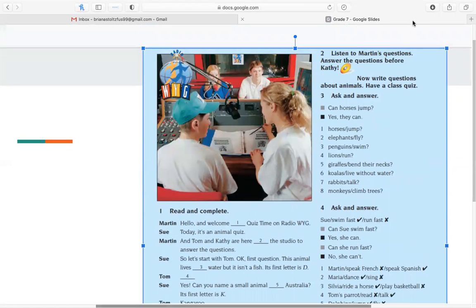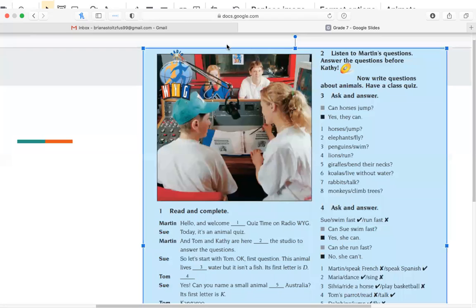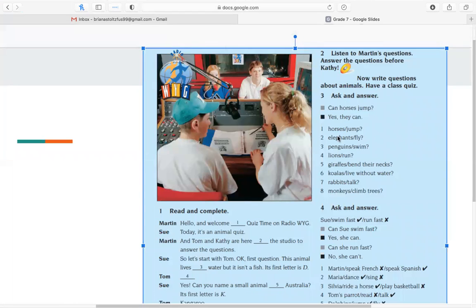Next, look at part 2. Let's create questions out of these words. For example, can horses jump? Yes, they can. Number 2, can elephants fly? No, they can't. So you can answer with yes, they can, or no, they can't.